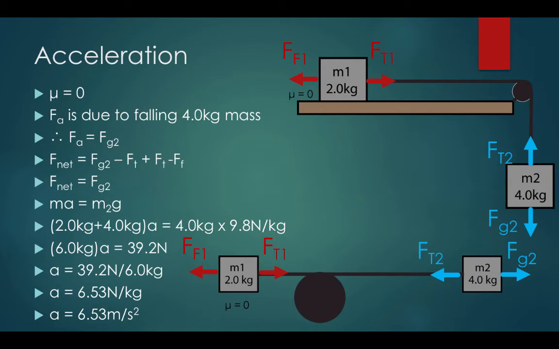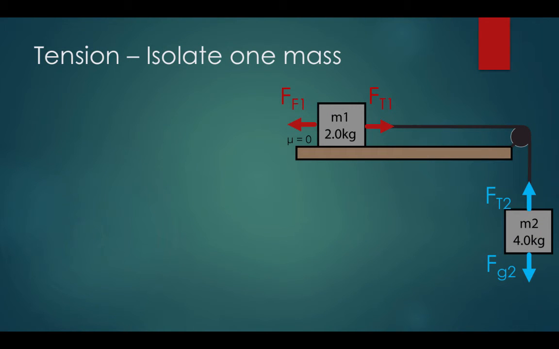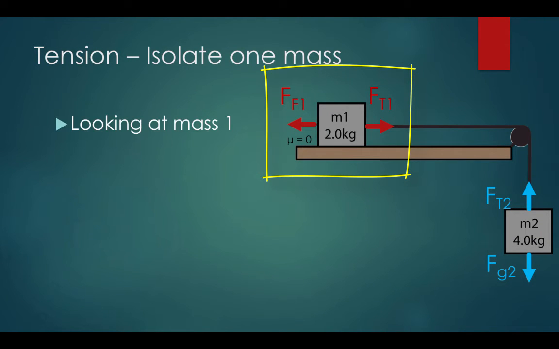Referring back to our original diagram, we see that mass 1 accelerates to the right at 6.53 meters per second squared, while mass 2 accelerates downwards at a rate of 6.53 meters per second squared. Calculating tension can be achieved by choosing either mass. We will choose mass 1 to begin with.